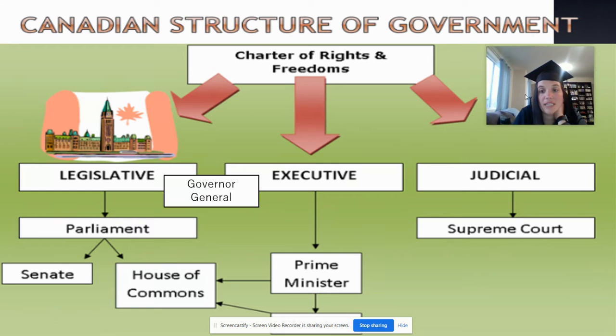The way the Canadian government is laid out is that the Charter of Rights and Freedoms is above all, okay? And then there are 3 levels. The legislative branch, which is Parliament, and that's the Senate and the House of Commons.